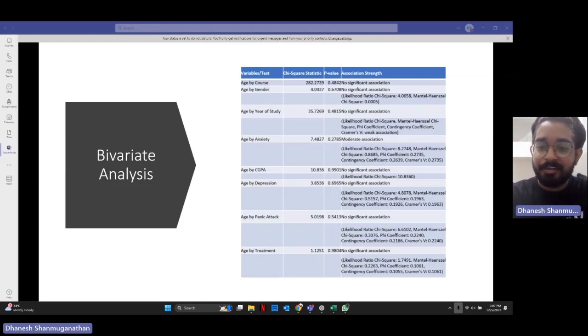The likelihood ratio chi-square is about 8.2748. Mantel-Haenszel chi-square is about 0.8685. Phi coefficient is about 0.2735. Contingency coefficient is about 0.2639, and Cramer's V is about 0.2735. As we can see here, the rest of the bivariate variables are not significantly associated with one another. So moving on to the next part.